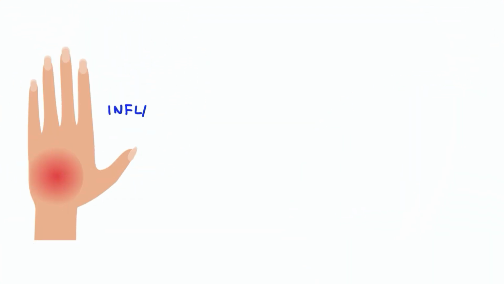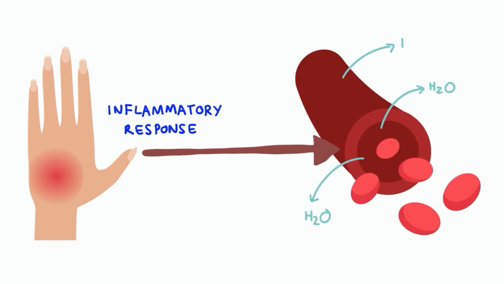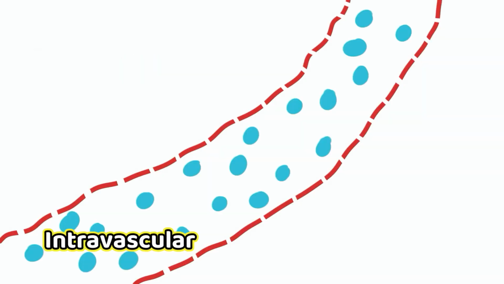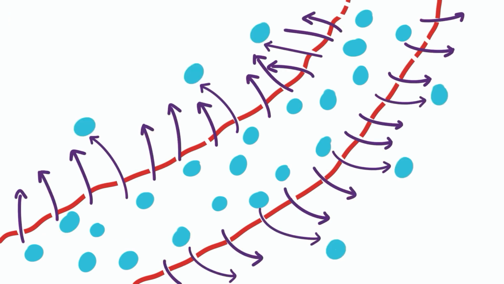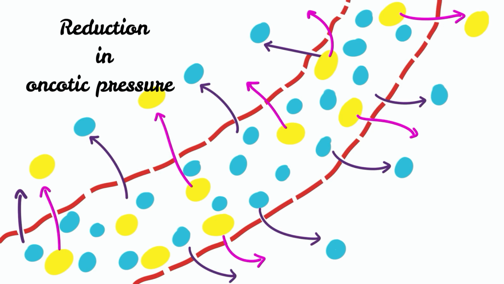Patients with burns lose a lot of fluids because of the widespread activation of inflammatory cascade resulting in increased capillary permeability. So what happens when the capillary permeability is increased? Intravascular fluid will shift to the extravascular compartment resulting in edema. They also lose plasma proteins in this way and this reduces the oncotic pressure.